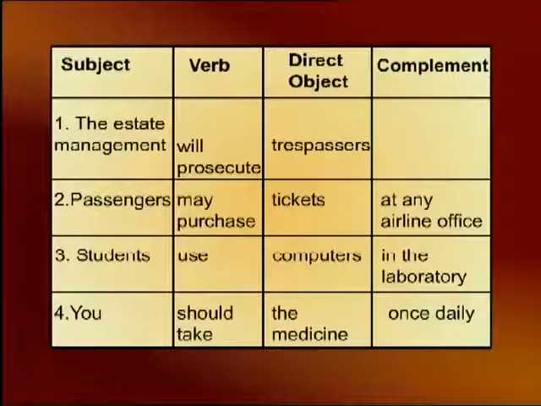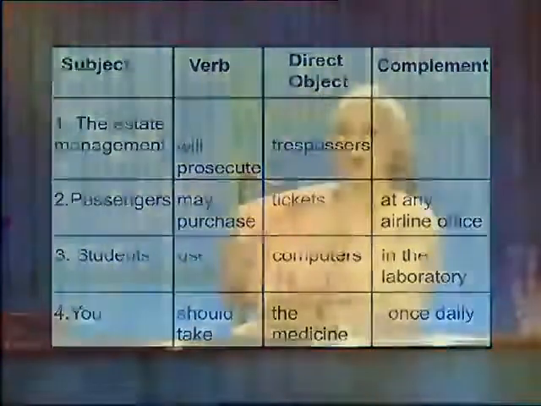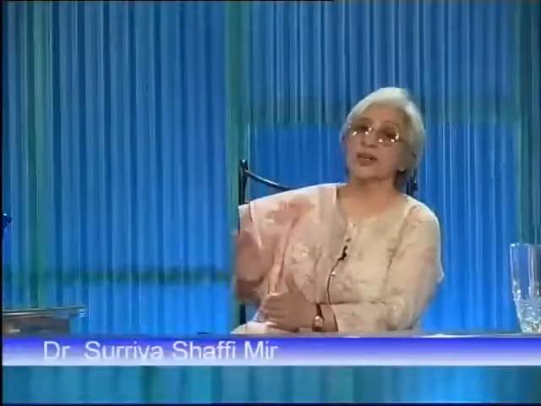Number 3, students use computers in the laboratory. The verb use in that active sentence has a direct object, which is computers. Number 4, you should take the medicine once daily. You is the subject. Look at all the 4 subjects in that chart. Look at the verbs and look at the direct objects. The verbs in the active sentence need a direct object. They may or may not take complements, but they do take direct objects.